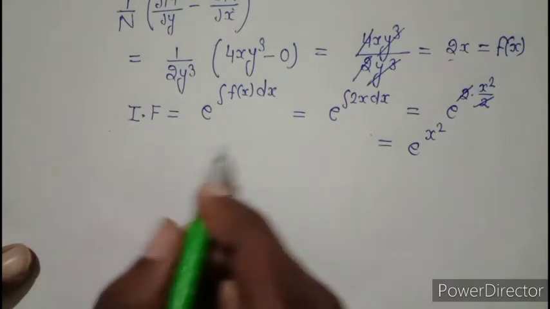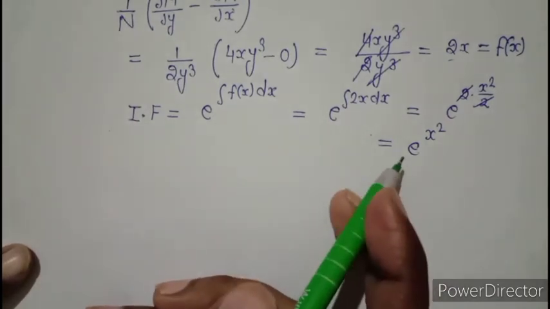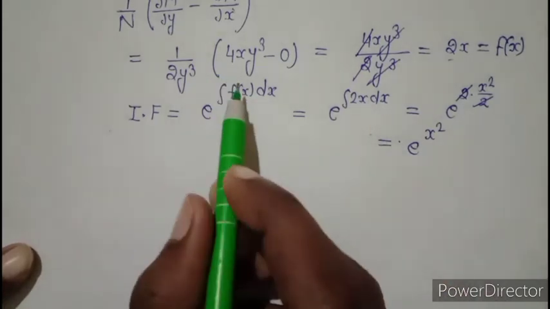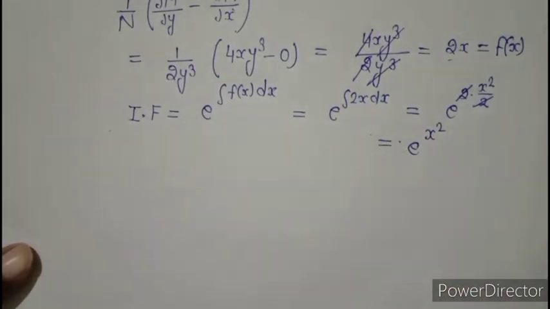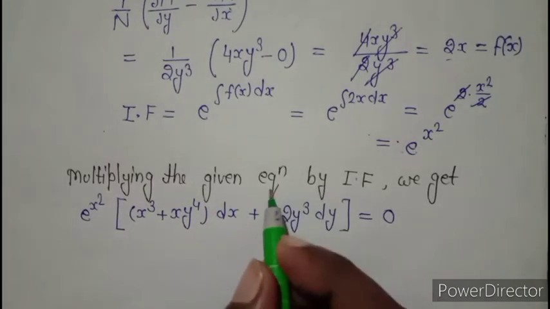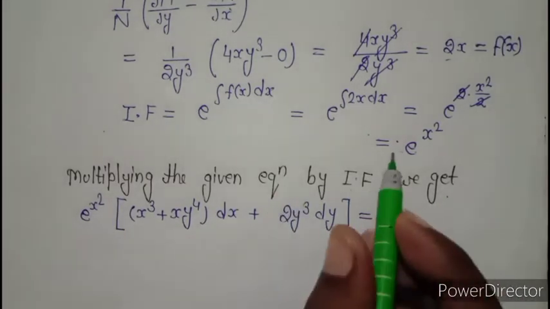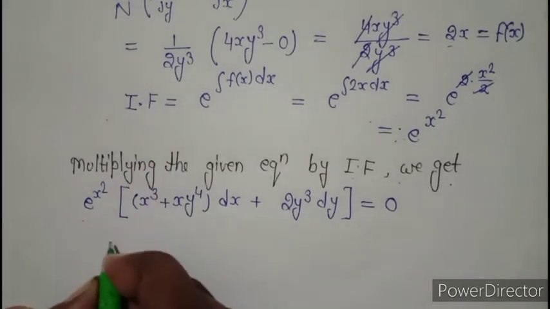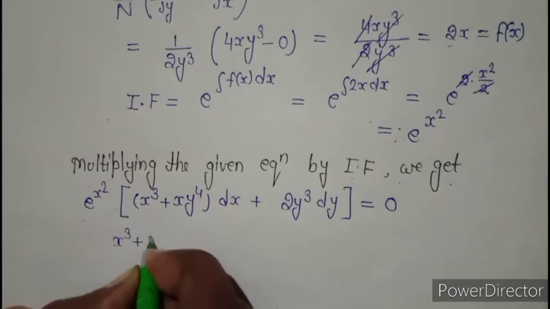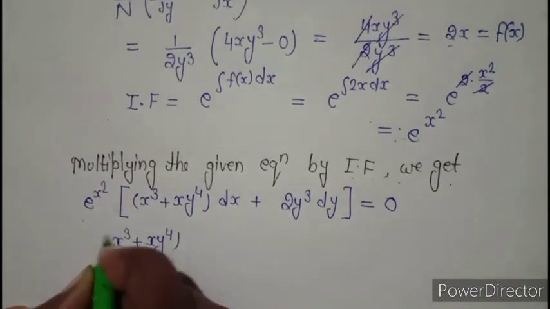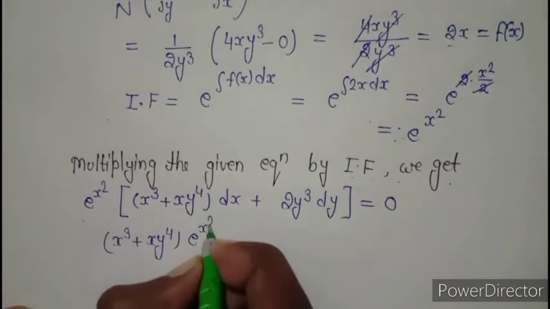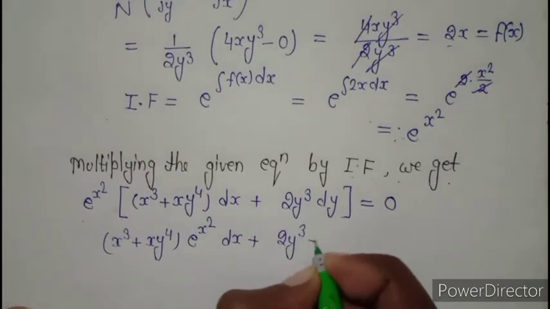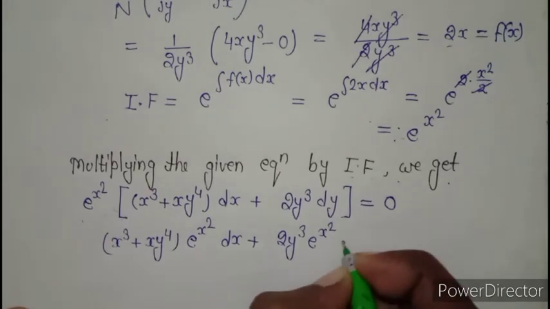So we got the value of the integrating factor. So we will multiply the given differential equation by this integrating factor, e raised to power x square. And after multiplying, we get (x cube plus xy raised to power 4) e raised to power x square dx plus 2y cube e raised to power x square dy is equal to 0.